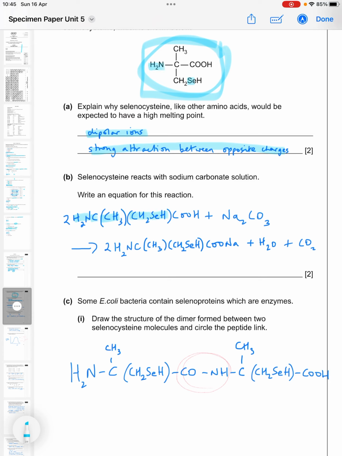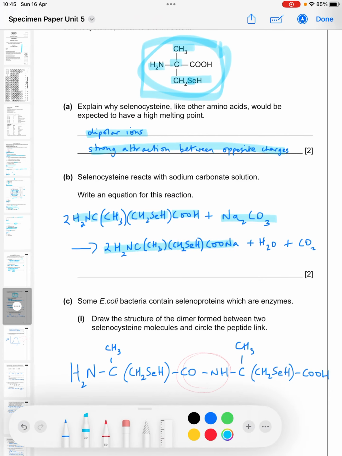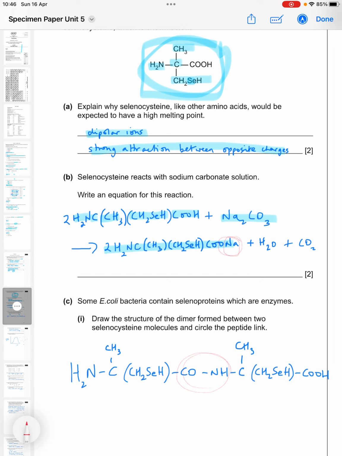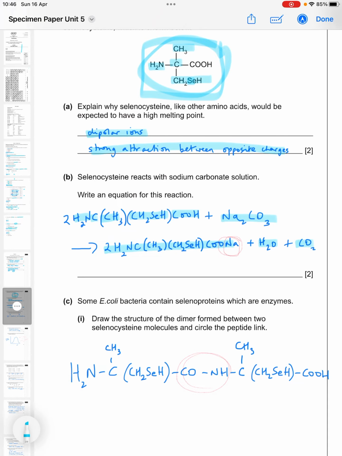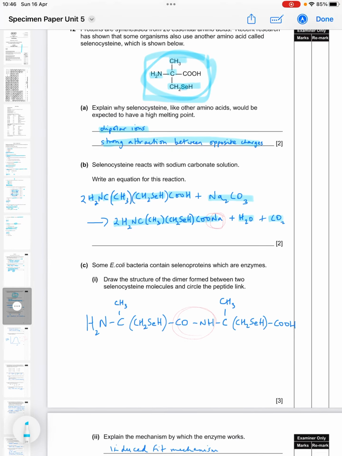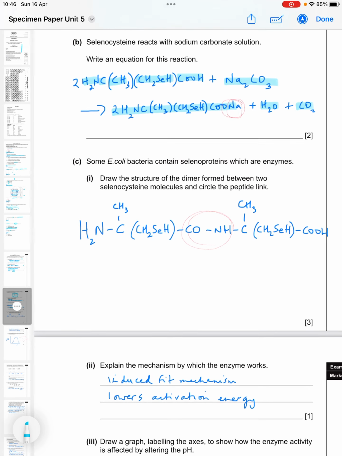So that's the carbon, this methyl group, and then this with the selenium in it, and then the COOH. Then sodium carbonate is Na2CO3. And then with the same stem here, but with the Na on the end, and any reaction of a carbonate with an acid will give you water and carbon dioxide as your other products. So 2 marks for that.